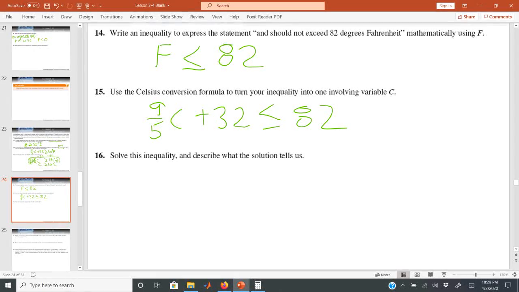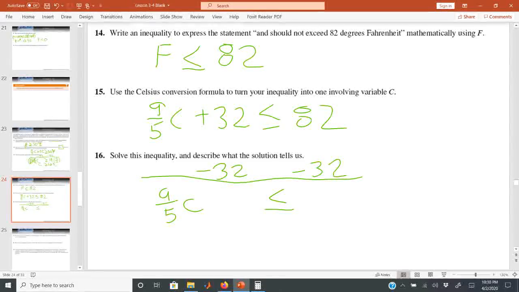So we want F, which is the same as 9/5 C plus 32, to be less than or equal to 82. Question 16 wants you to solve that. So go ahead and do that, and then restart the video when you're done. So when we solve it, the first thing we have to do is add or subtract so that we get the 9/5 C by itself. So then are equal to 82.